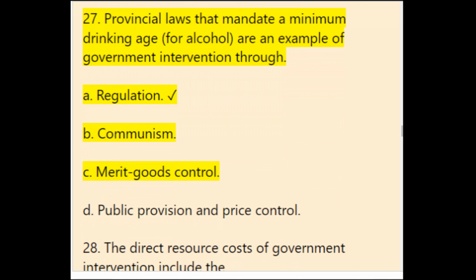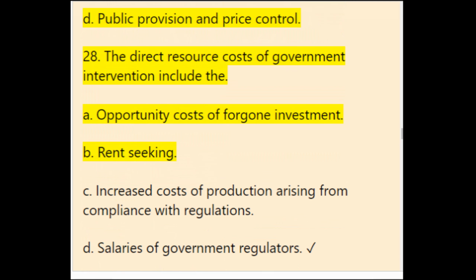27. Provincial laws that mandate a minimum drinking age for alcohol are an example of government intervention through A. Regulation. B. Communism. C. Merit goods control. D. Public provision and price control.